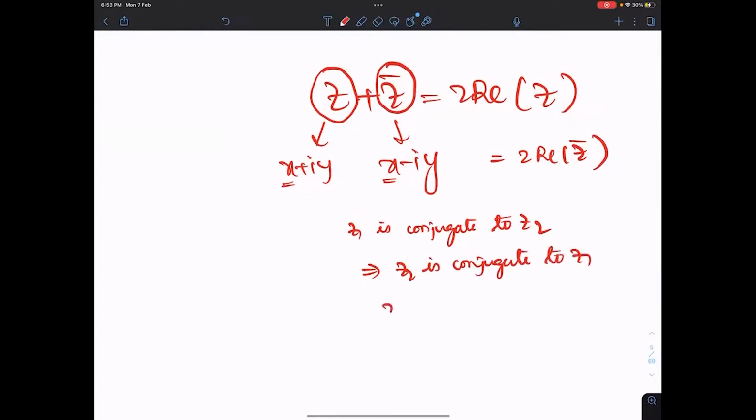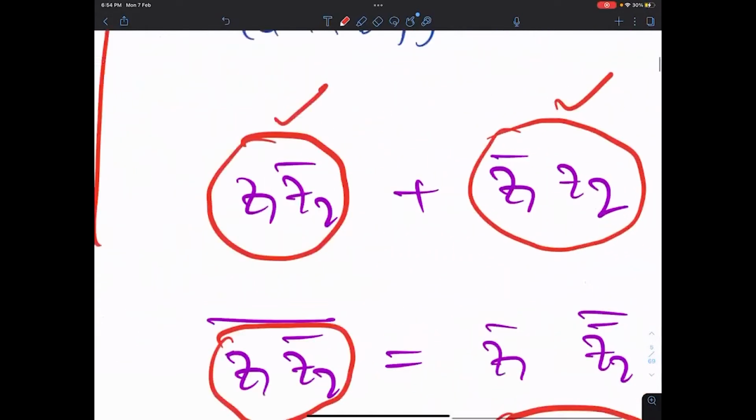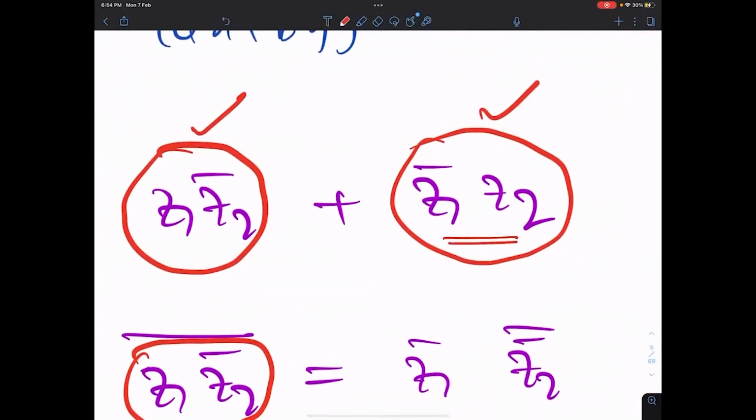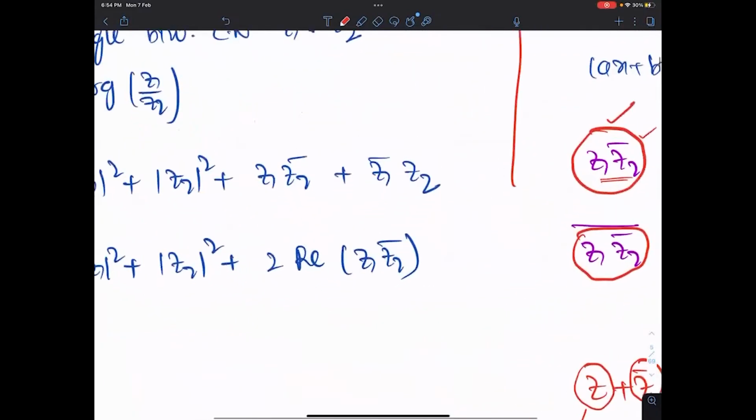Okay. That means if Z1 is conjugate to Z2, apply bar on both sides: Z1 bar will be equal to Z2 bar, which is Z2. So if Z1 is conjugate to Z2, remember this one. Why? Because if I am saying that Z1 bar Z2 is conjugate to this, it means this is also conjugate to the second one. Okay. So what is the final statement which I am writing here?